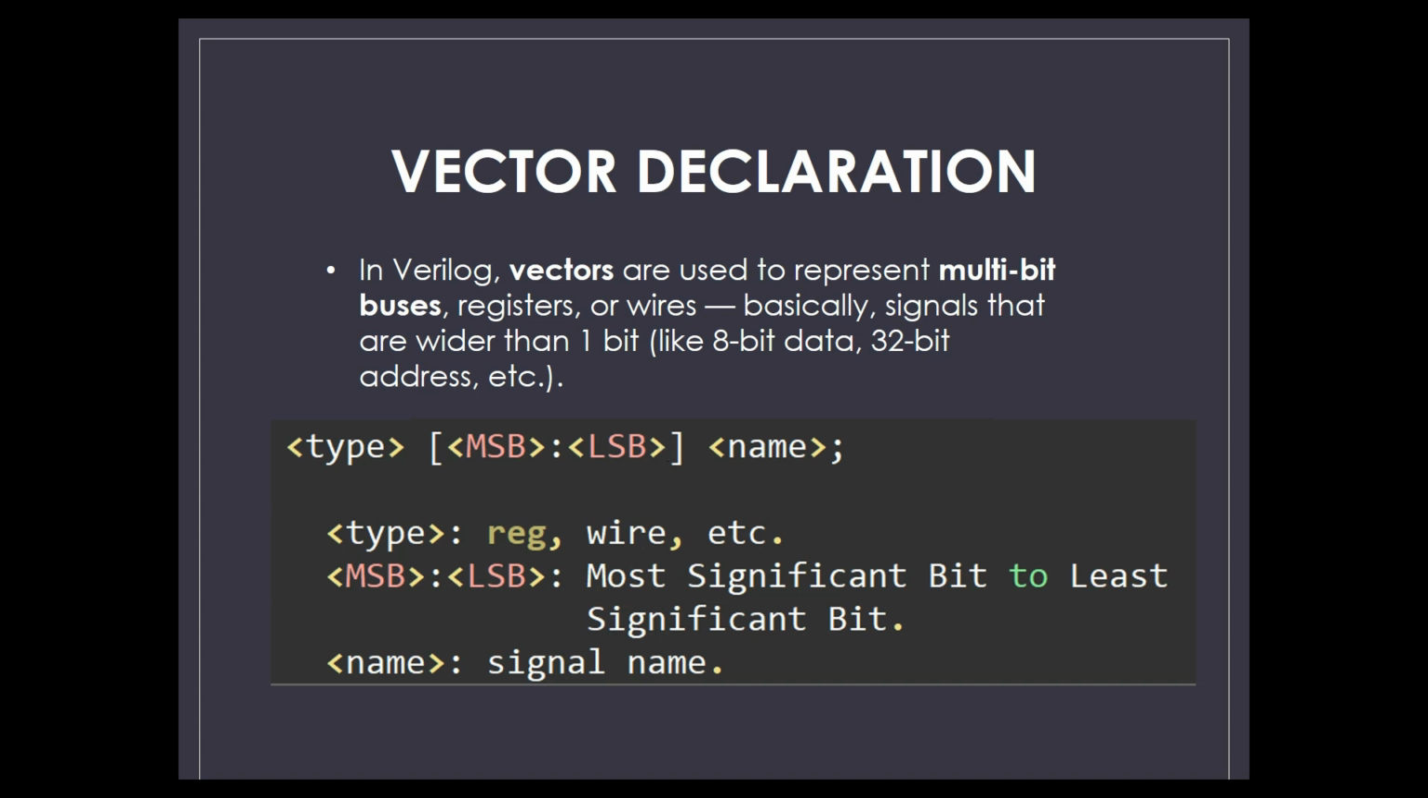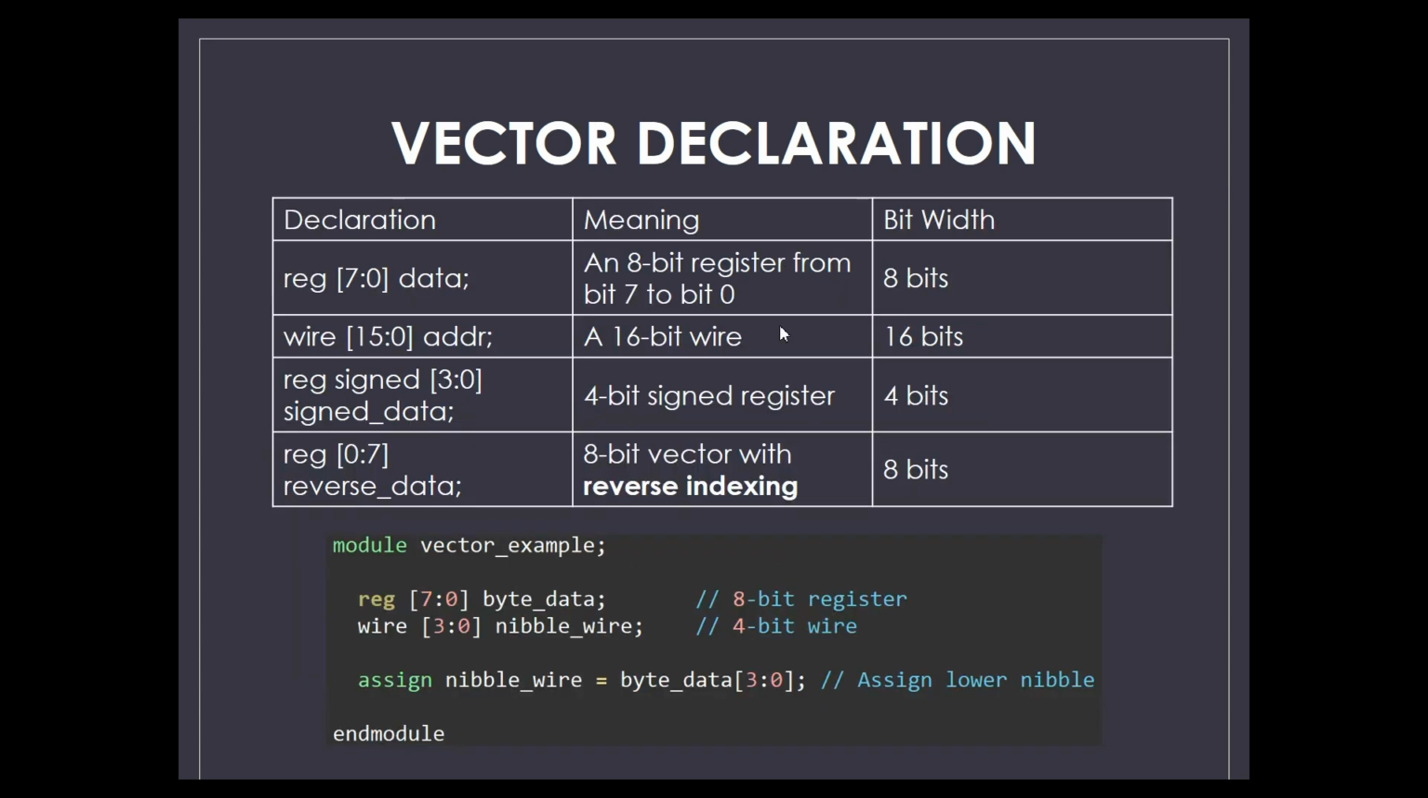The type can be wire, reg, etc. Name is the name of the signal, and MSB to LSB. Let's take a look at some examples of vector declaration. I have a reg 7 down to 0. That means it is an 8-bit register from bit 7 to bit 0, and the bit width is 8 bits. Be careful here, as beginners sometimes write 8 down to 0, but you have to count that if I write from 8 down to 0, then that would be 9 bits instead of 8, as we are starting from 0. So if I want an 8-bit register, I need to declare it as 7 down to 0.